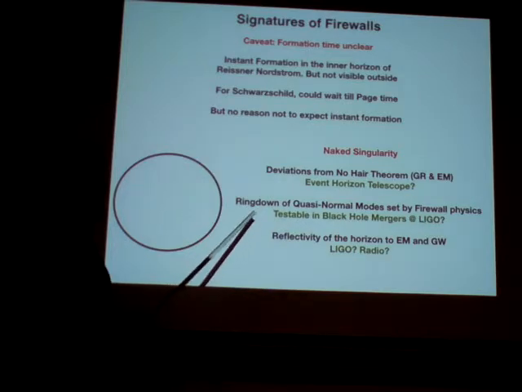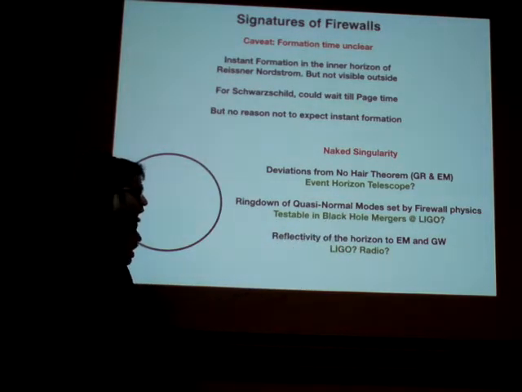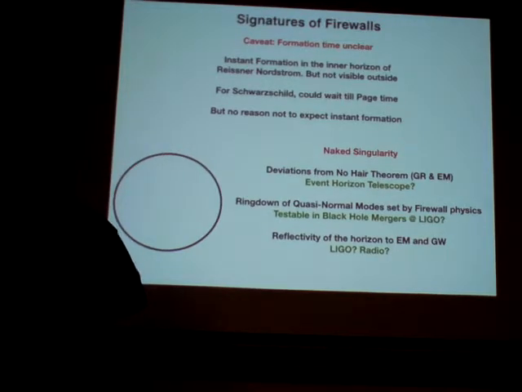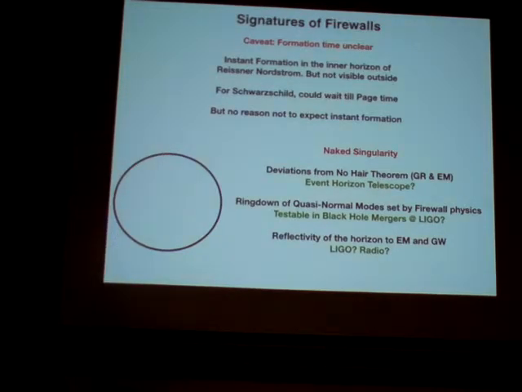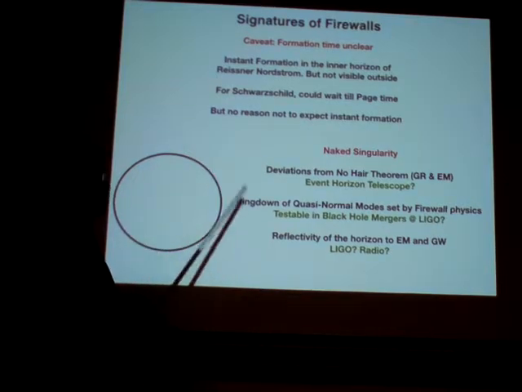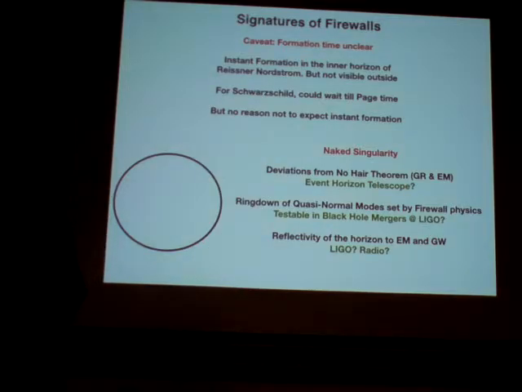Okay. This is something that's happened much more recently. This is not my work. This is work that was pushed by a bunch of people, Cardoso and company. It's basically the idea that if you have a firewall or something out there, you could test how a black hole rings down when it is formed, for example. In LIGO, you've got two black holes that are merging, and when they merge, they form a bigger black hole, and that black hole will ring down, with quasi-normal modes going out. And the idea is that for relatively low angular momentum, there's an angular momentum barrier for these modes.